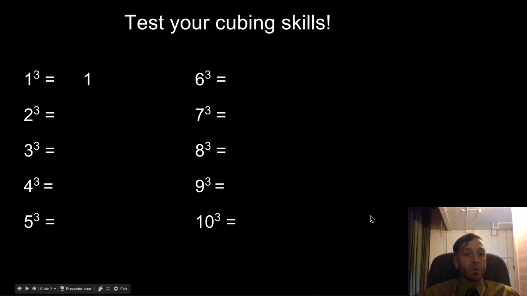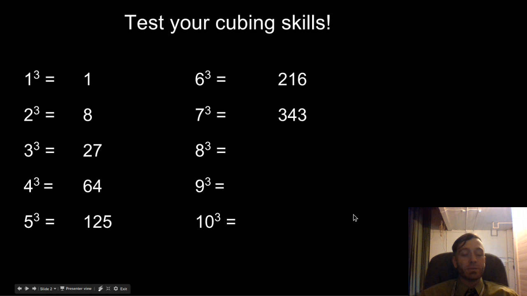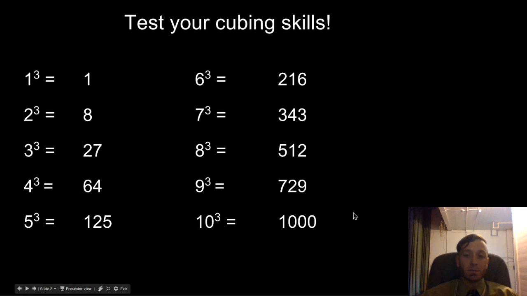1 cubed is 1, then 8, 27, 64, 125, 216, 343, 512, 729, and 1,000. Right? Do you need to memorize these? Not necessarily, but you might want to know up from 1 to 6 off the top of your head. It's just going to make things easier. So this is not calculator math that we're into yet.